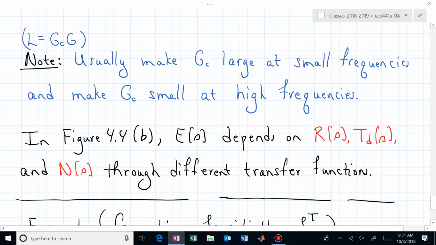And that's just a restatement of what I illustrated a minute ago, that E, the tracking error, depends on those three through three different transfer functions, and we have to now make this trade-off. We have to figure out how do we adjust our controller, G sub C, such that each of those three transfer functions behave properly at the appropriate frequency or in the appropriate frequency band.